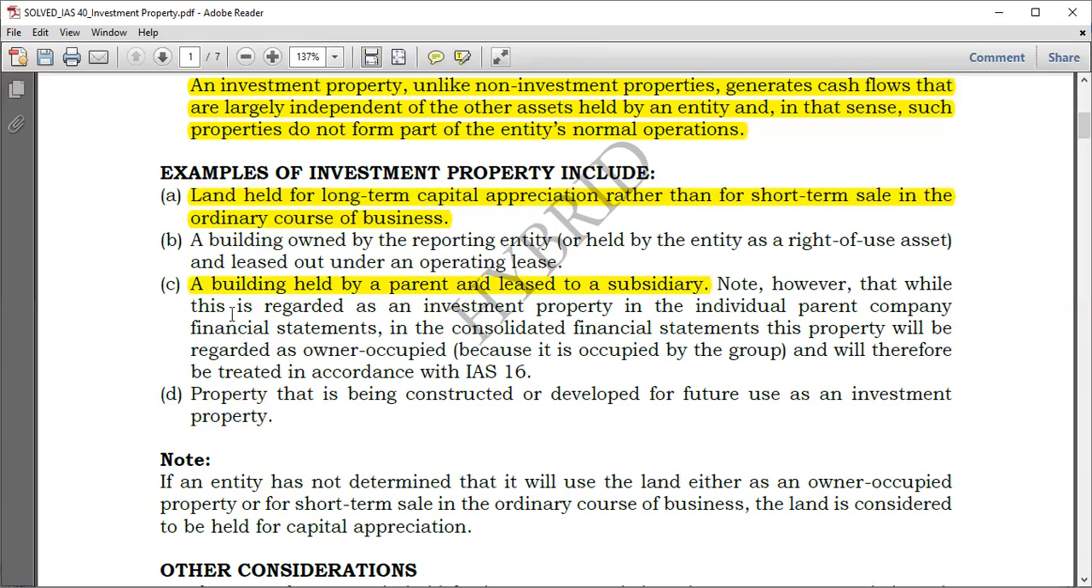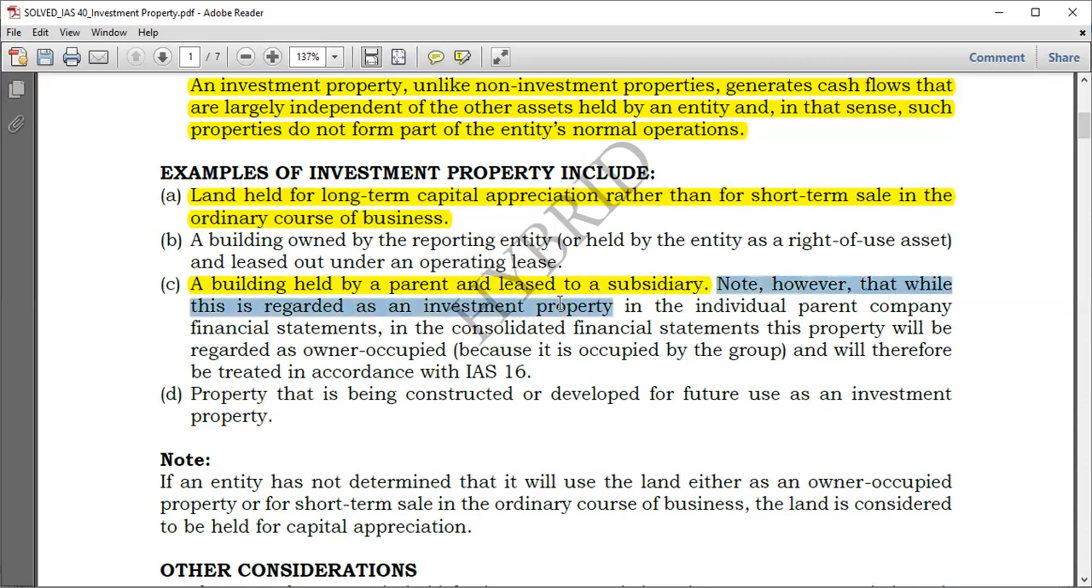So a building held by the parent and leased out to a subsidiary, no problem, we just do it the same way. It doesn't matter that you are in the same group. As long as you have leased it to a subsidiary, we say that it's just an investment property, just like for part B here. But why did I specify it here? This is the aim now.